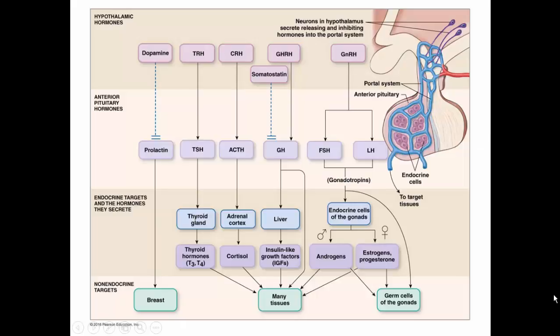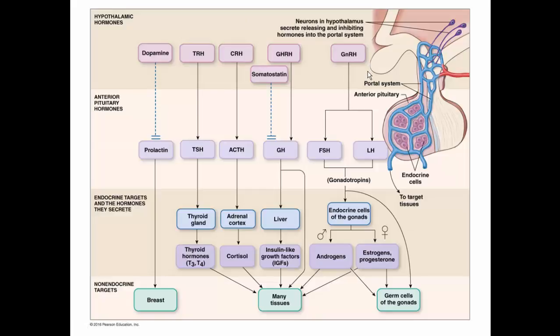This slide is a summary slide. We have covered all this information in the previous slides, but it's a great way to see all of these processes together in one view. What's shown up the top are the hypothalamic hormones. Then the anterior pituitary hormones, the endocrine targets of the anterior pituitary hormones and the hormones they secrete, and then non-endocrine targets.